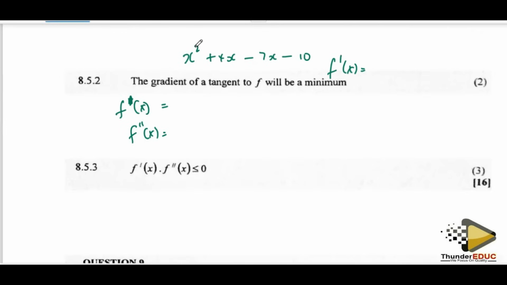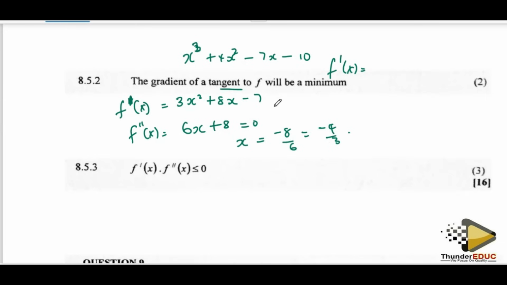The function is x cubed. This is x squared. So first derivative is going to be 3x squared plus 8x minus 7. So second derivative is going to be 6x plus 8. When I equate this to 0 and move the 8 outside, x must be negative 8 over 6, which is negative 4 over 3. So at this point where x is negative 4 over 3, that's where the tangent will have minimum gradient.